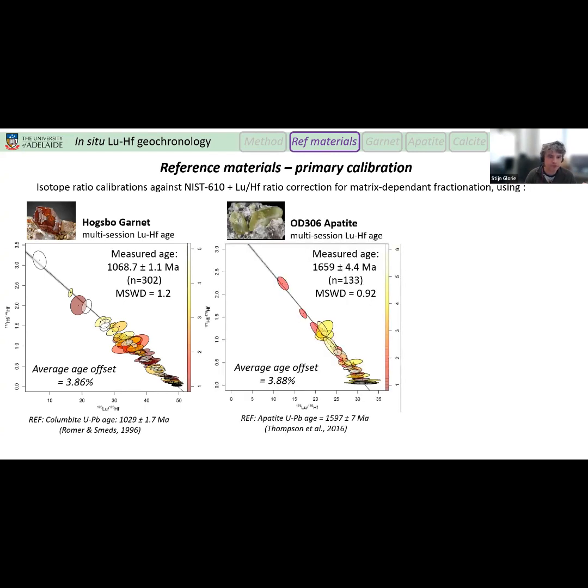For apatites, we use a sample from Olympic Dam in most cases as our primary calibration standard, I should say. You can see the measured age over multiple sessions, with low scatter, is about 1660 more or less, and the reference age is based on an age that's been published by J. Thompson a little while ago. So again, we apply an offset factor, and you can see they're quite similar. So that is telling us that apatite and garnet don't fractionate much differently compared to glass.